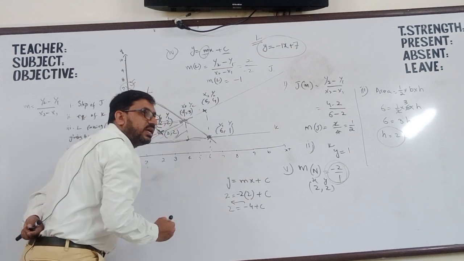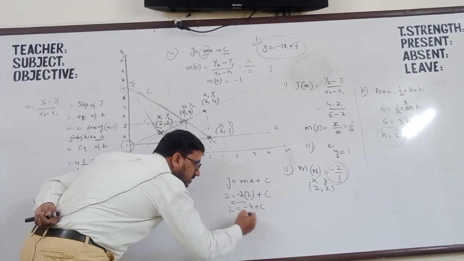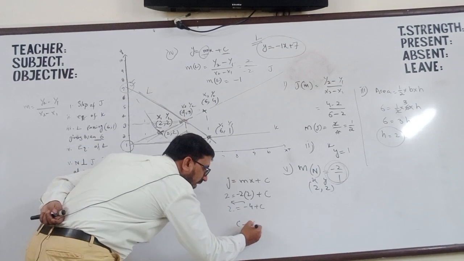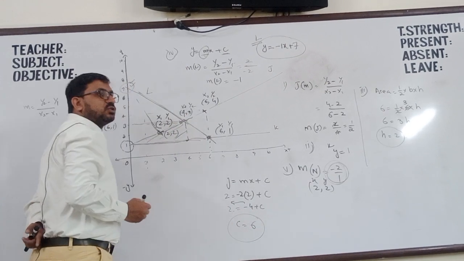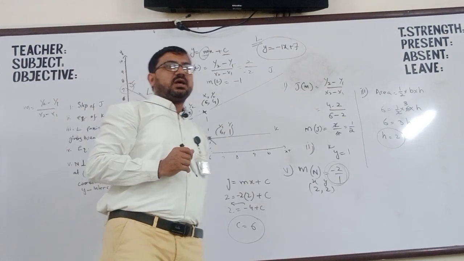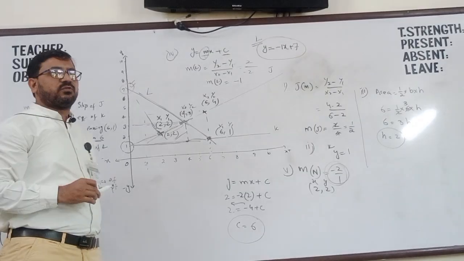Switching 4 to the other side, so what is the value of c? 4 will be positive over here. So 4 plus 2 is 6. The value for c is 6. So this is how we can complete this question. I hope the method and question will be clear for this part.